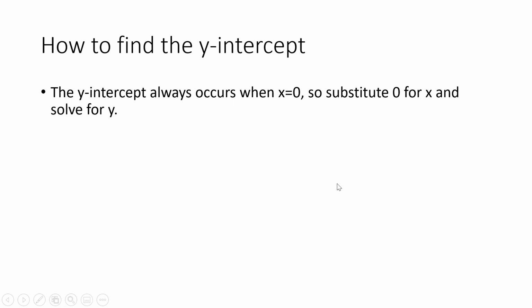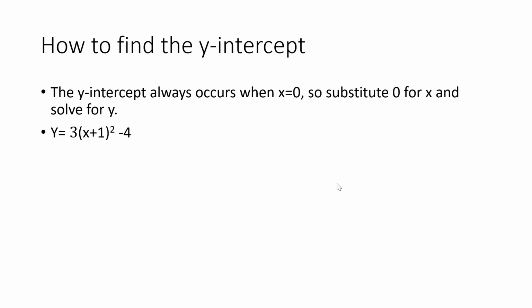All right, so in vertex form, we are not given the y-intercept. In standard form, we're given the y-intercept, but not the vertex. So each form has its pros and cons, but that doesn't mean that we can't find the y-intercept. So in general, the y-intercept occurs when x equals 0. So whatever our function is, we're going to substitute 0 for x and solve for y.